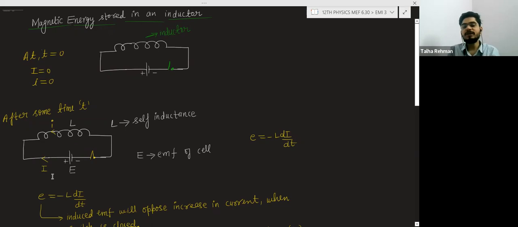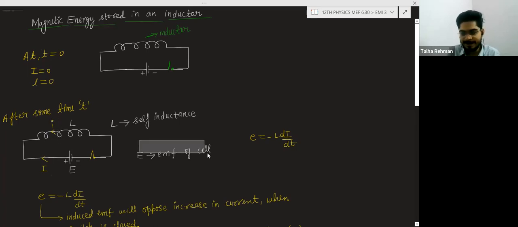If the current is decreasing, then the direction of the induced current will be in the opposite direction. So basically, you close this switch, the battery is connected, meaning the circuit is complete. Now there will be a current, and this current is increasing from 0 to some value, so there will be an induced current in this inductor.